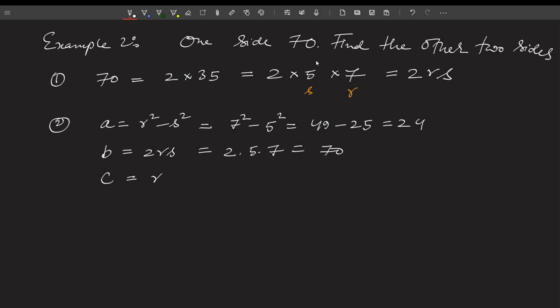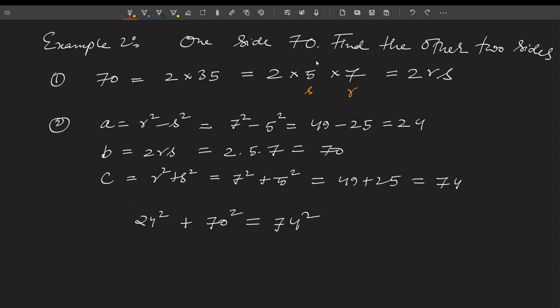So we have already obtained two sides. The third side would be r squared plus s squared. This is equal to 7 squared plus 5 squared, which is equal to 49 plus 25, and this is equal to 74. So we have obtained all three sides of the right triangle by observing the simple fact that 70 can be factorized as 2 times 5 times 7. So this is our solution using our first method of splitting our given number as 2 times r times s.